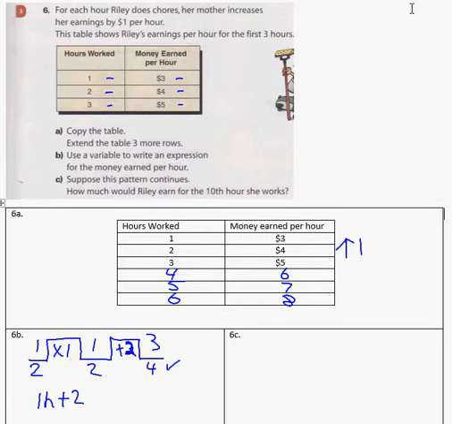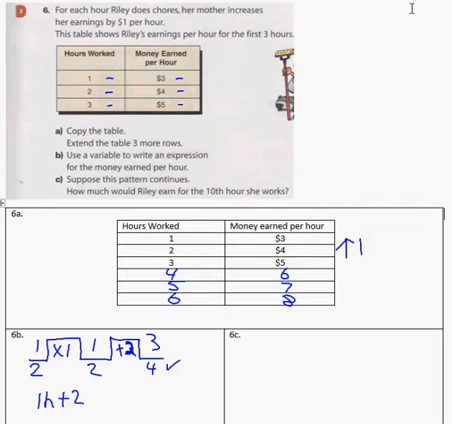she makes. And it doesn't really matter what hour you choose. Like I could choose 25. What would she make on the 25th hour? I can figure that out using this expression. And part C is actually asking us to do that. So part C says, suppose this pattern continues. How much would Riley earn for the 10th hour that she works?